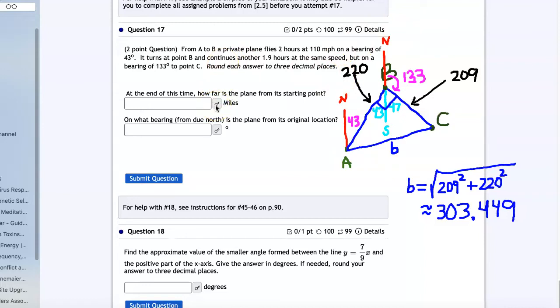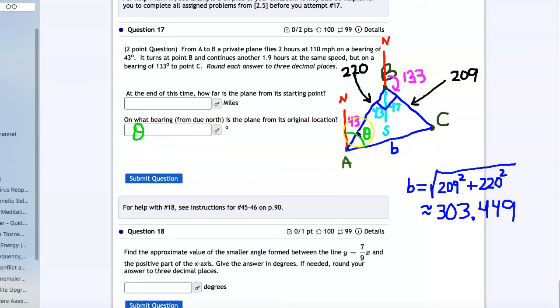Now this is the harder question. On what bearing from due north is the plane from its original location? So what that is saying is we need to figure out the angle from this north line to B. So let's pick a color for that. We will make that a bright green. So from here to here, I'm going to call that theta.